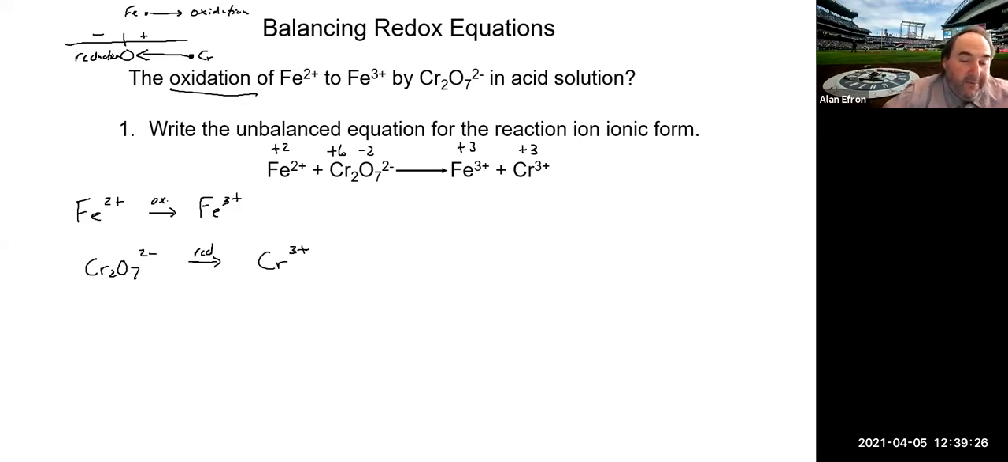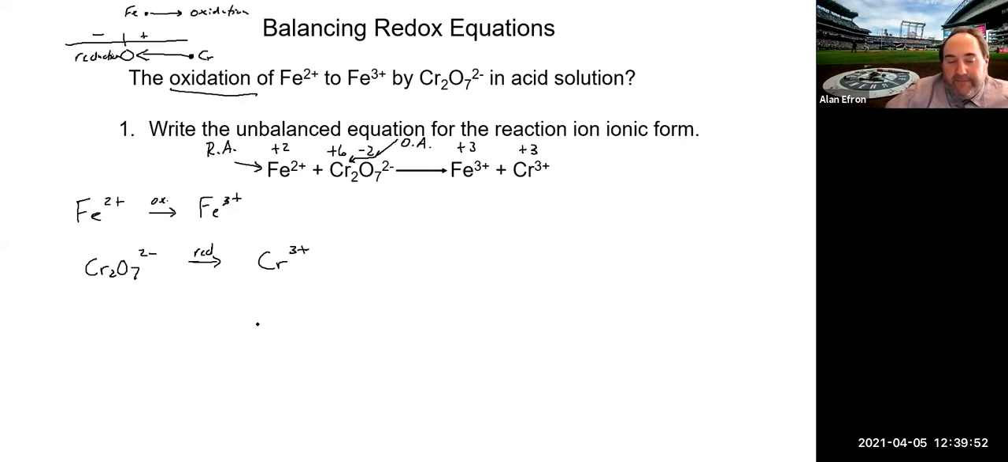And while we're at it, we also know that the iron here would be our reducing agent because it is going through oxidation. The dichromate here would be our oxidizing agent as it is going through reduction. So again, those are a couple things that you can figure out.